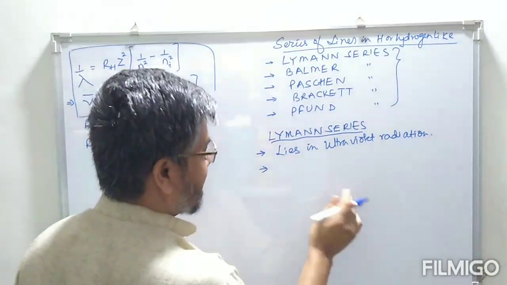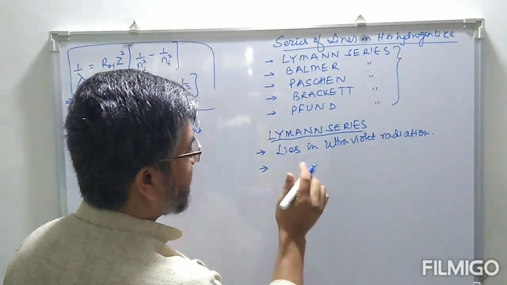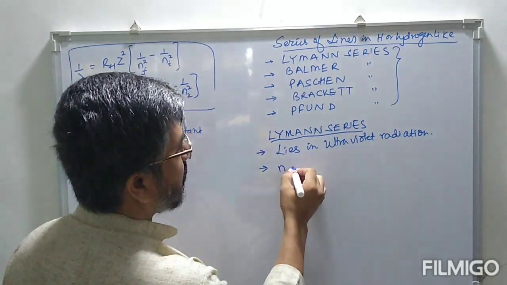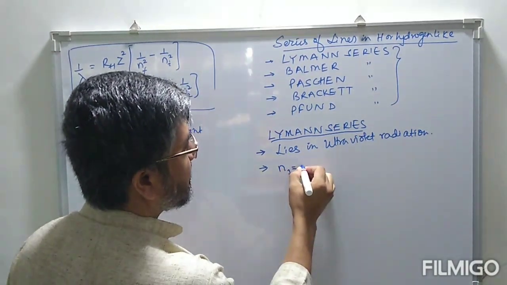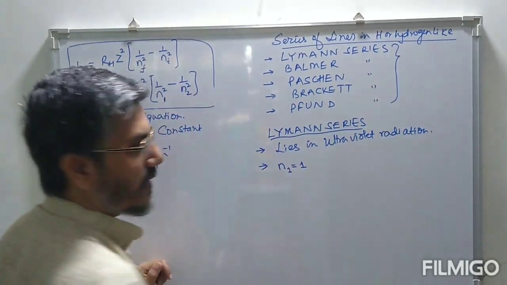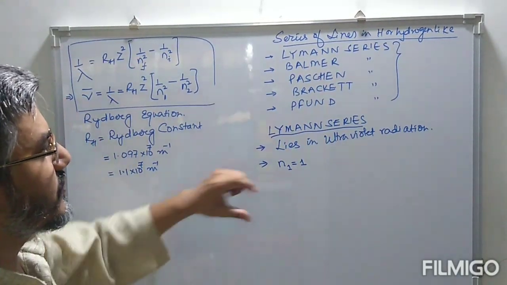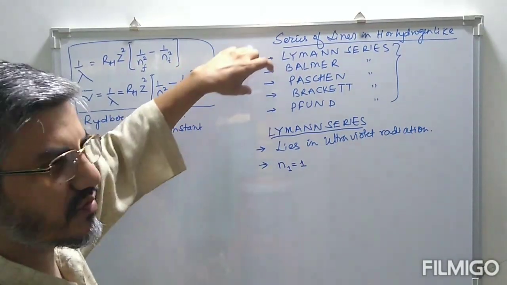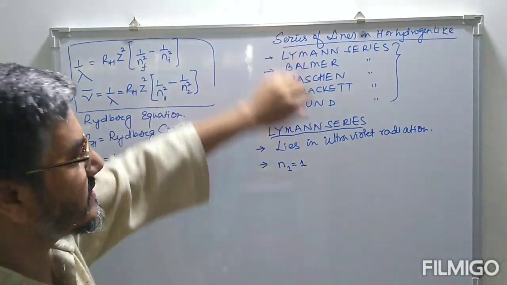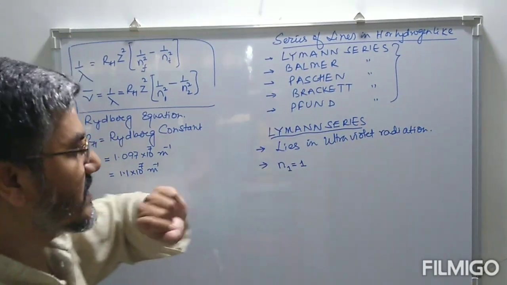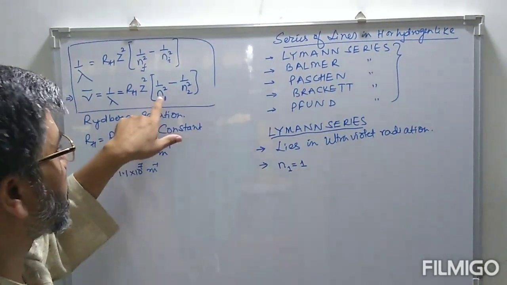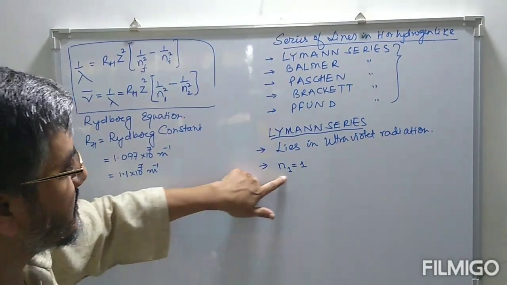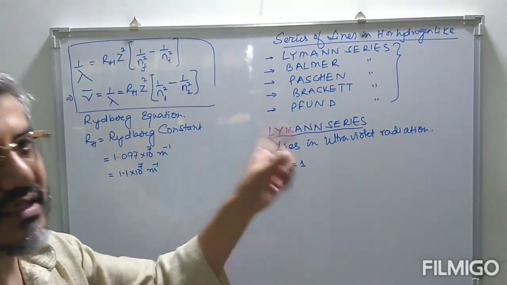Now for this Lyman series, the value of N1 is always fixed, and this is always equals to 1. So one thing you have to remember is in which range of the spectrum this Lyman series lies, that is ultraviolet. What is the value of N1? The final resting place when electron is coming from any excited level, that is the first one, that is the ground state.